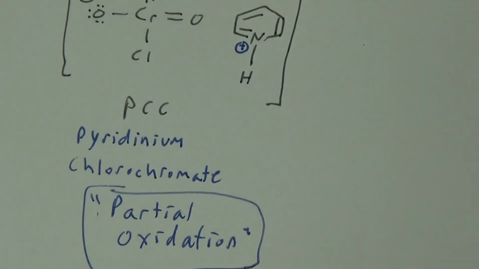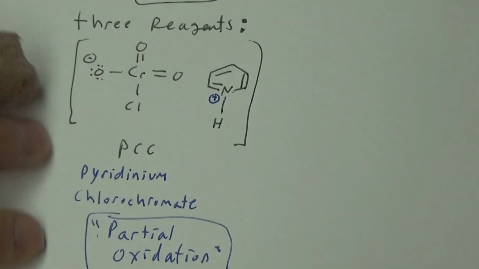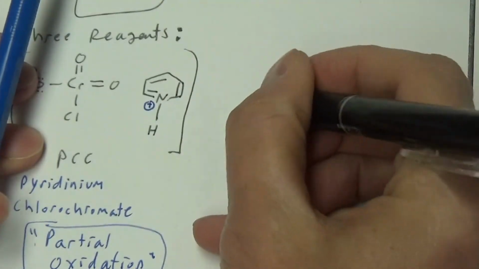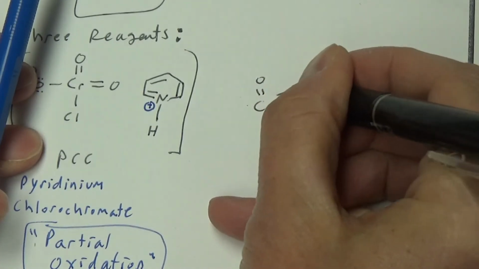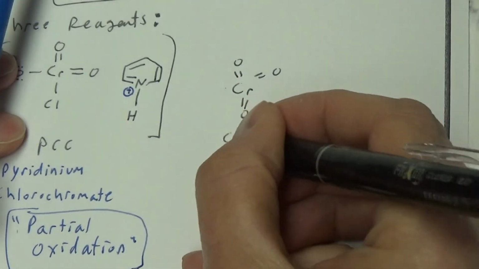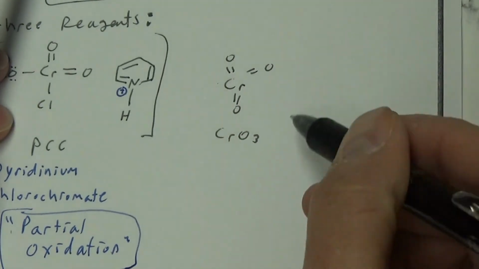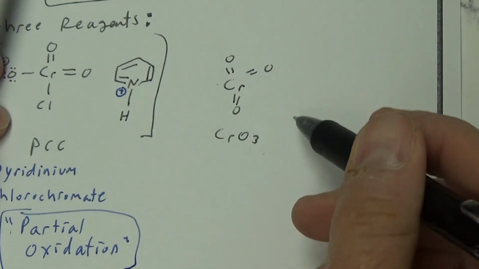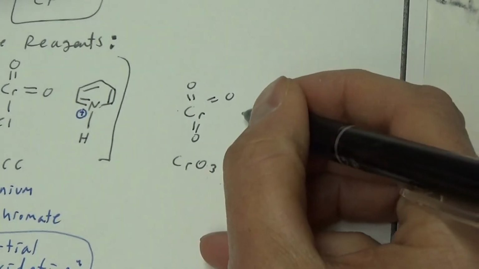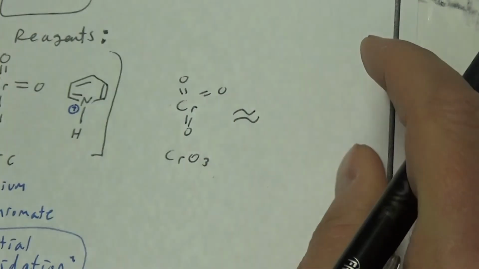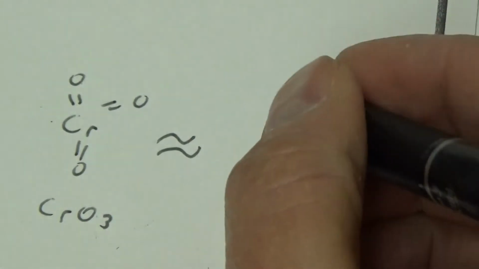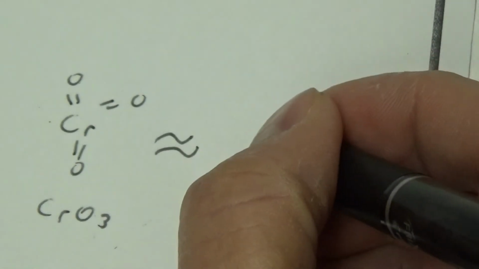Okay, what does it contrast with? There's PCC, pyridinium chlorochromate. So this contrasts with CrO3. This is an easy one, right? CrO3, or chromium trioxide. And the book kind of emphasizes a different structure, a different chemical. So we'll just draw it out.